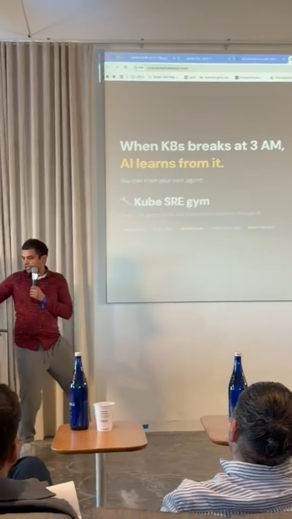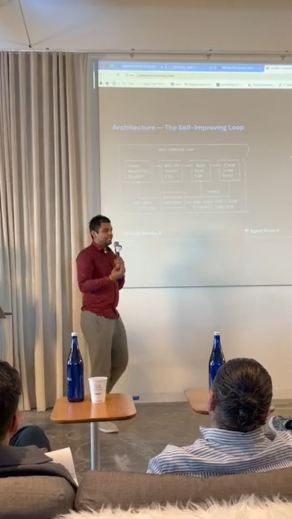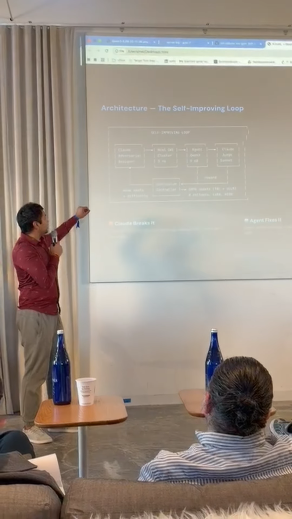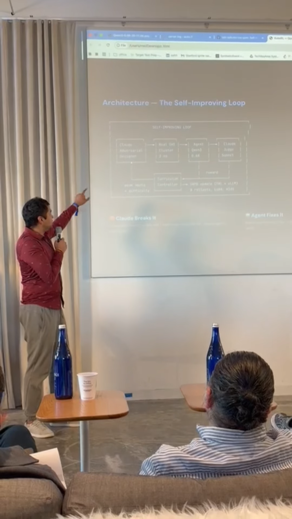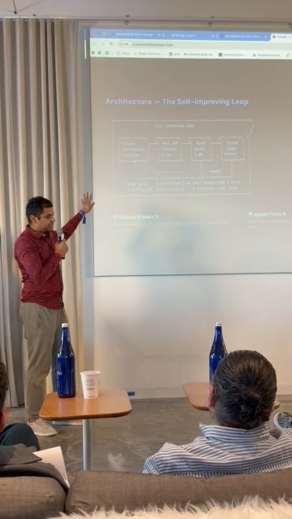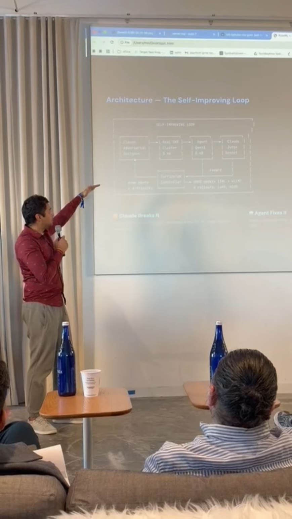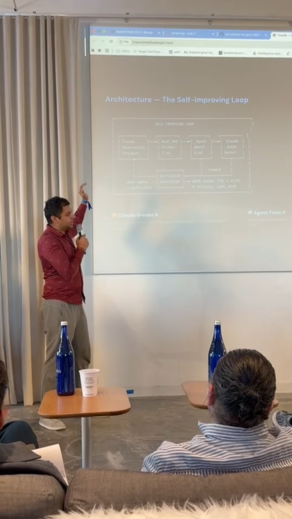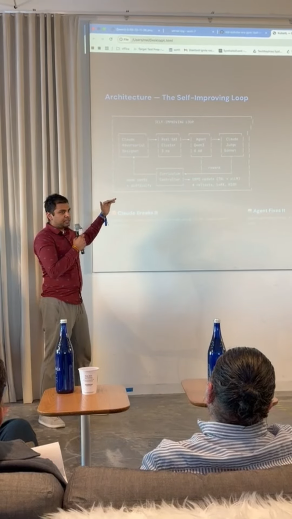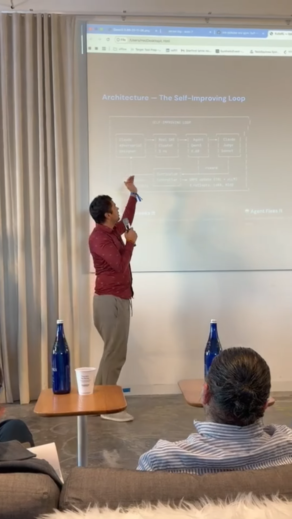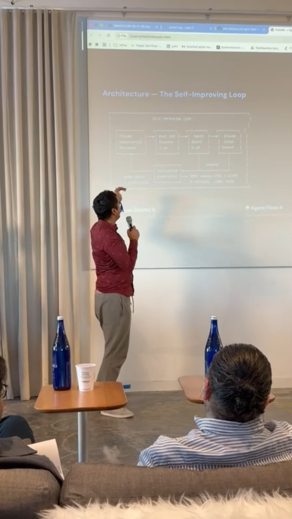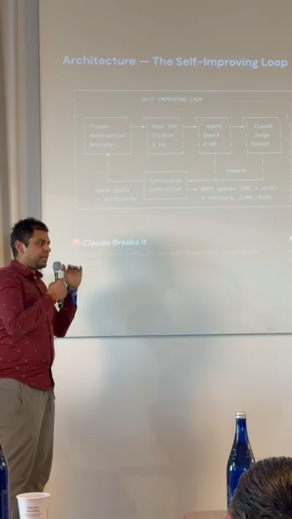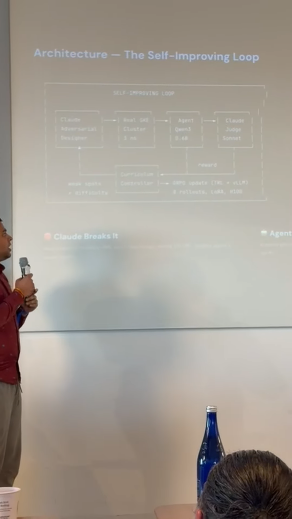We built one using the OpenENV framework, and this is our architecture. We have a Claude adversarial judge, and what this does is it interacts with the real Kubernetes cluster. We ran a Kubernetes cluster on GKE, and it injects errors in the cluster, and the agent goes ahead and debugs it, and the Claude adversarial judge also rewards it based on the steps it took.